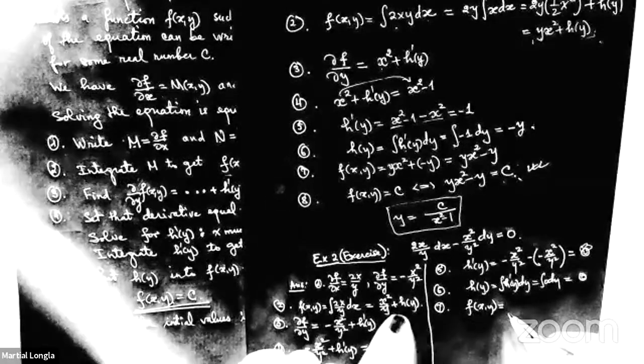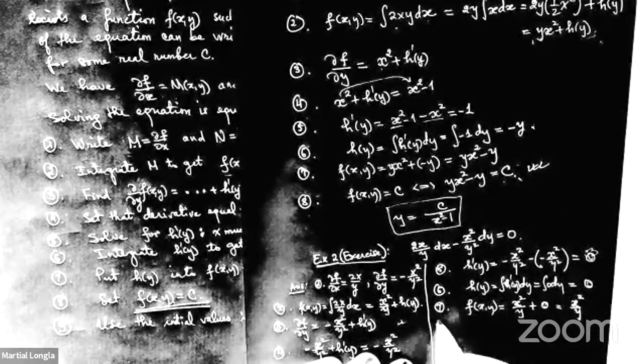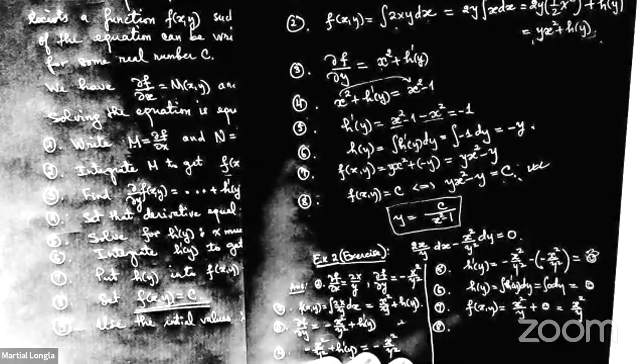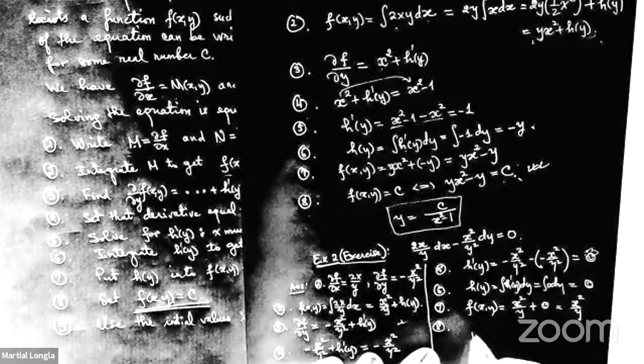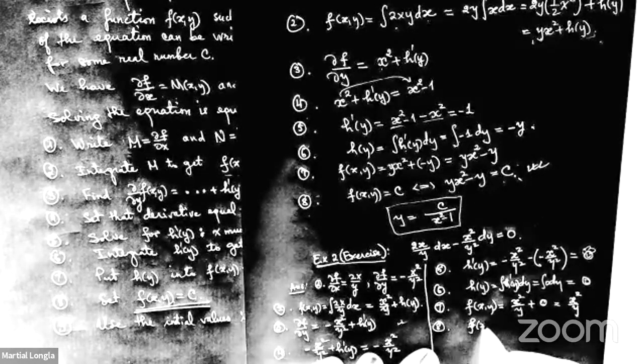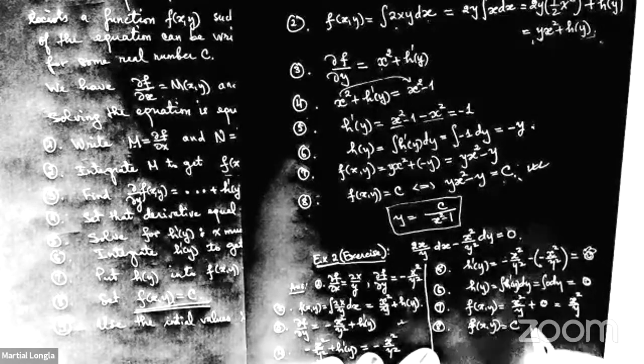From here, right here. X squared over y plus 0, which is just x squared over y in this case. And then you go to step 8, which says set the whole thing equal to c, so you get f(x,y) equals c, which means x squared over y equals c.